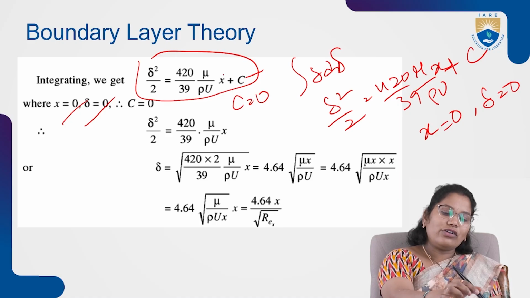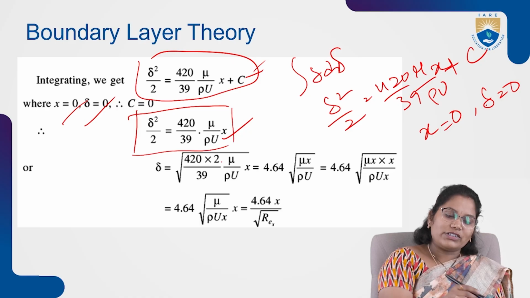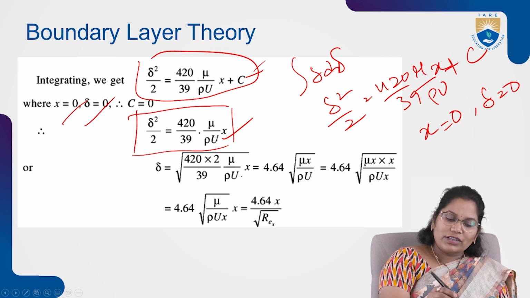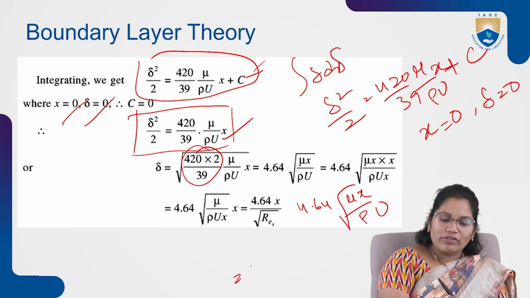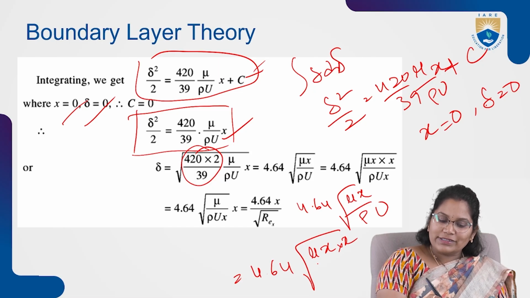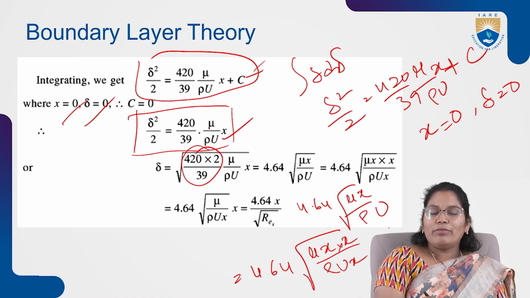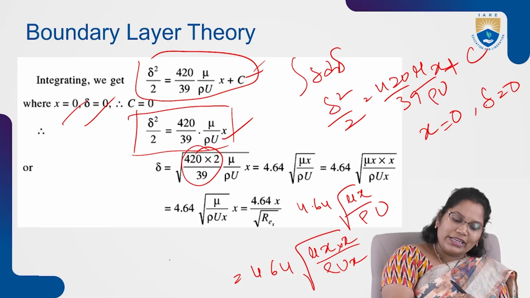So substitute the c value in that equation, you will get only this term. Now your delta is equal to root of 420 by 39 into 2 mu by rho U into x. When you do this, you will get 4.64 root of mu x by rho capital U. That is equal to 4.64 root of mu x into x. I am multiplying x again, in numerator as well as denominator, to get it in terms of Reynolds number, so that my equation has become complete.